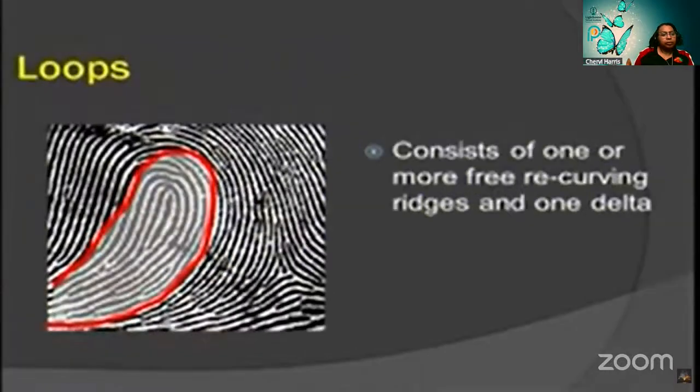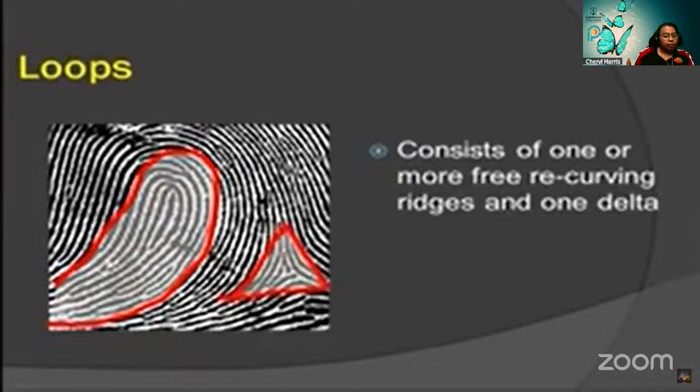So look at the loops. That is the picture in front of you. That is one of the patterns of fingerprints, and that is called loops. A loop consists of one or more free recurving ridges. So look at the red curving ridges. That is a kind of loop; it will have one or more free recurving ridges and one delta, as we have studied before in the early stage of this lecture. The delta has a triangular shape which diverts the ridges.